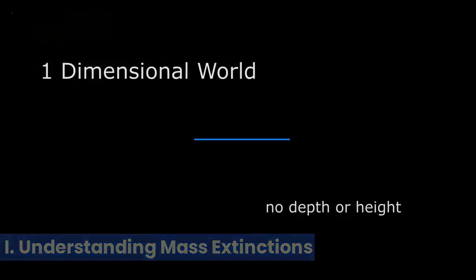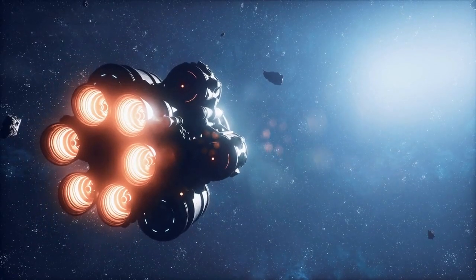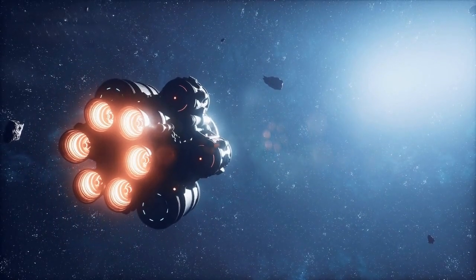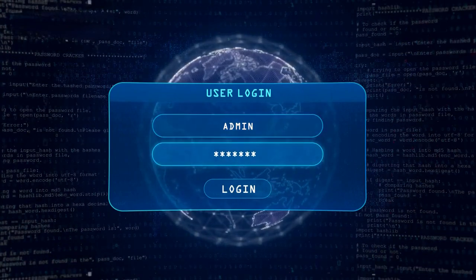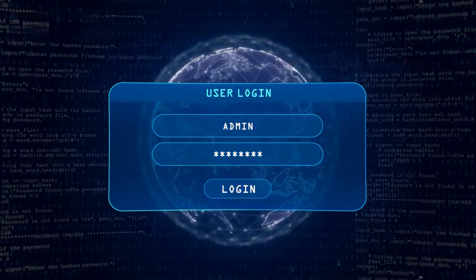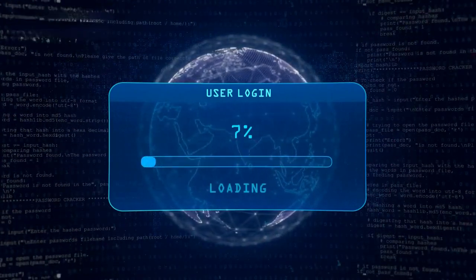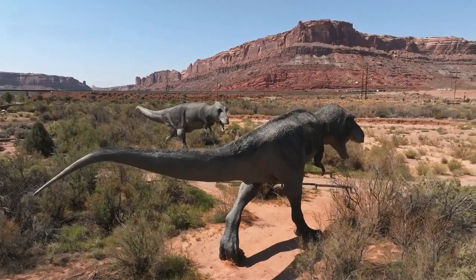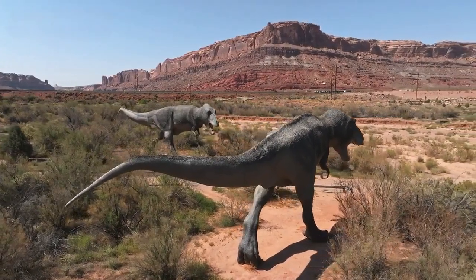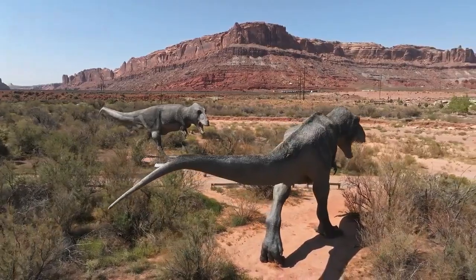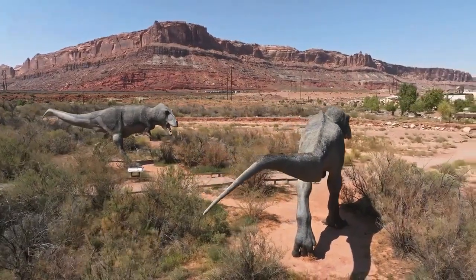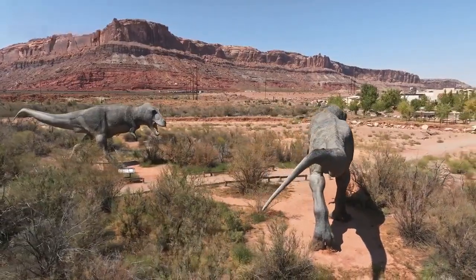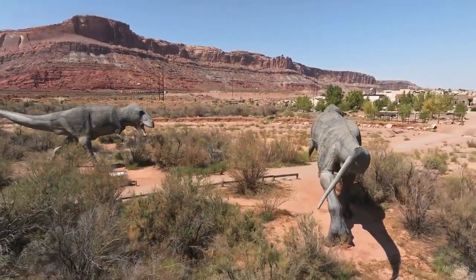Understanding mass extinctions. Before we dive into future threats, let's briefly explore the concept of mass extinctions. Throughout Earth's history, several catastrophic events have led to the loss of numerous species, fundamentally altering the planet's biodiversity. Notable examples include the Permian-Triassic extinction, known as the Great Dying, which wiped out over 95% of marine species, and the Cretaceous-Paleogene extinction, responsible for the demise of the dinosaurs.